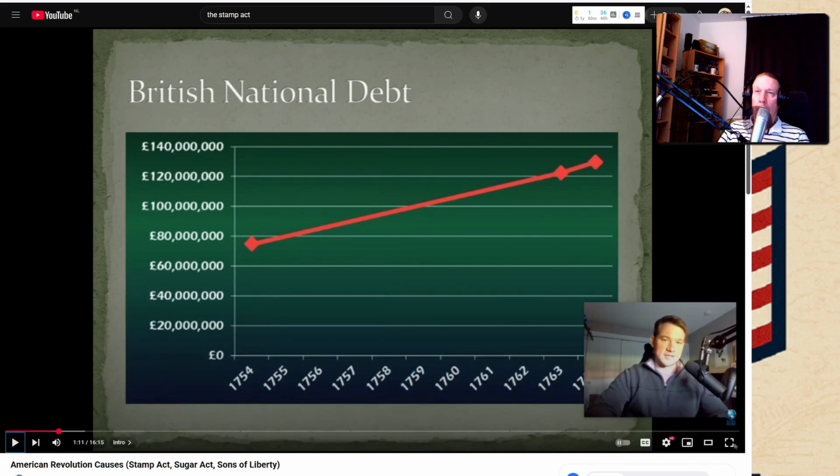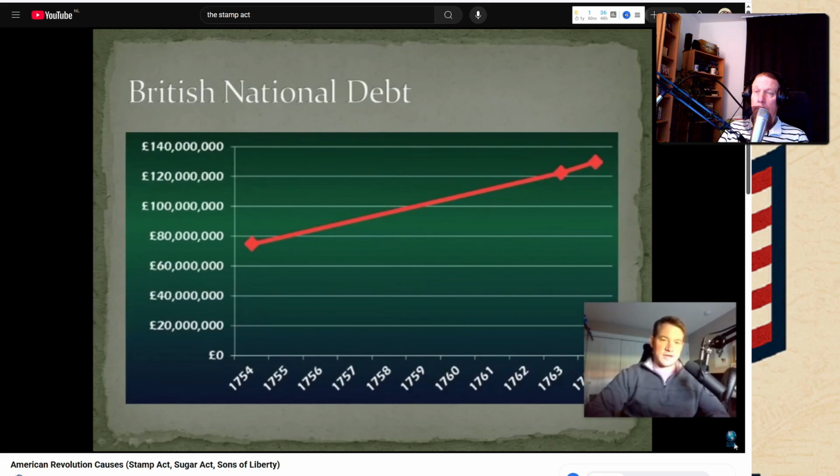Okay, 13. Let's take the 13 colonies, but they're already with French colonies also. But okay. As you take a look at this graphic here on the screen, this shows British national debt over the course of the French and Indian War. And as you can see, the national debt, not quite, but almost doubles from this war.